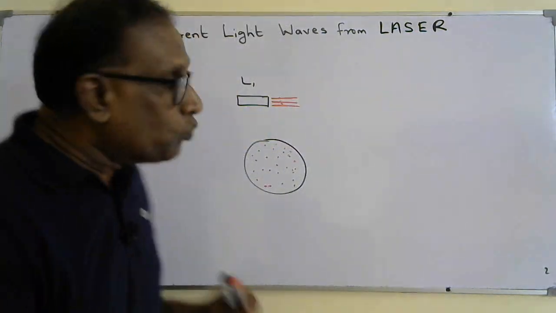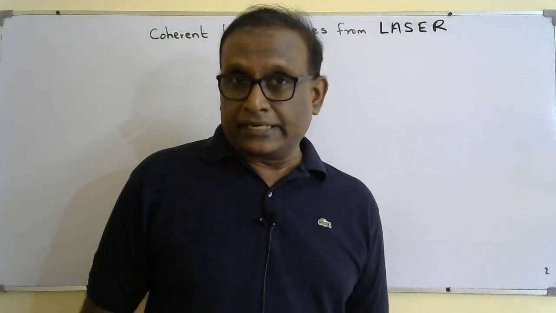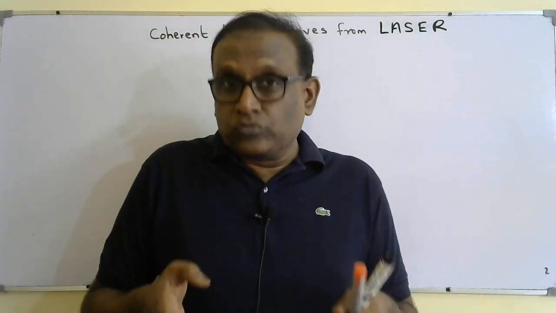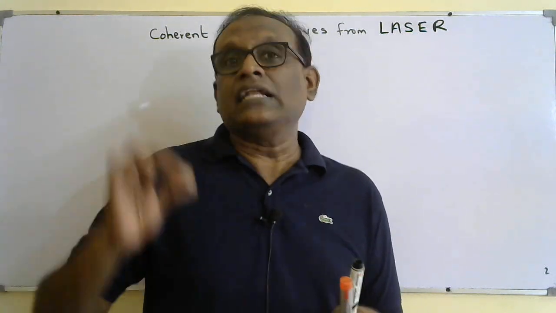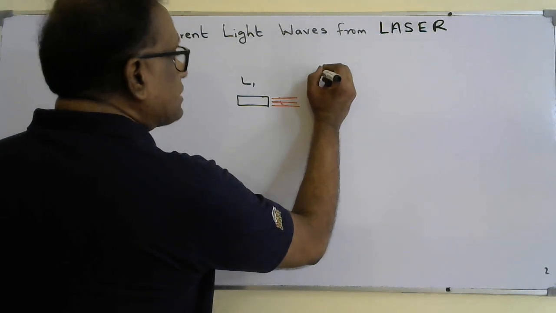So by using one laser torch, we can't design a superposition pattern directly. We need two coherent waves, but we have only one laser torch. So the light from one laser torch should be allowed to pass through double slits.